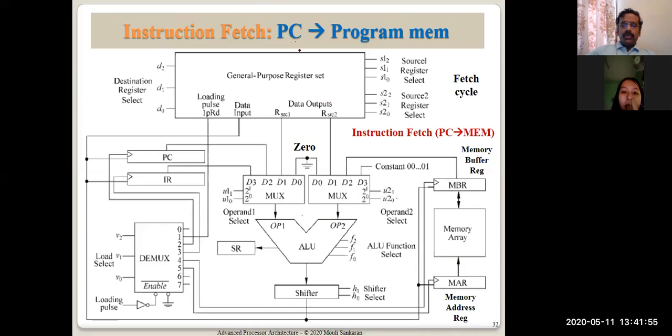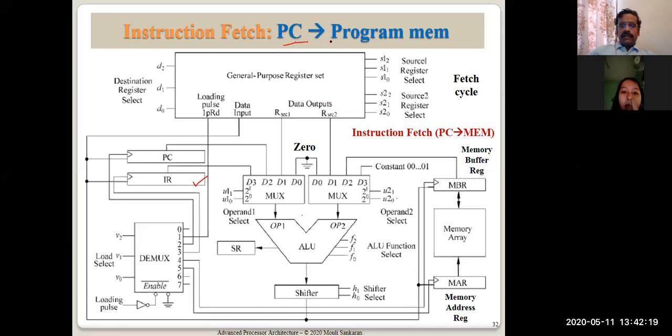If the CPU has to access a program memory, the PC puts out the program memory address, and the content of program memory, which is nothing but an instruction opcode, needs to be brought into the instruction register. Now I'm going to show you the flow of signals that makes it happen.